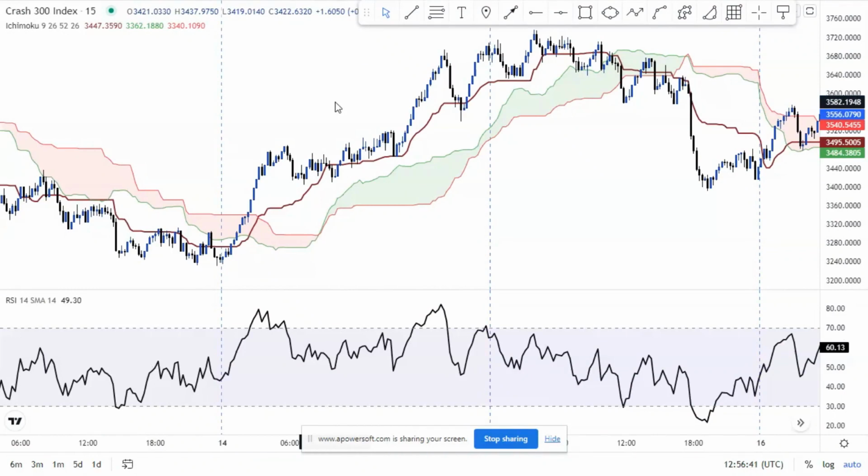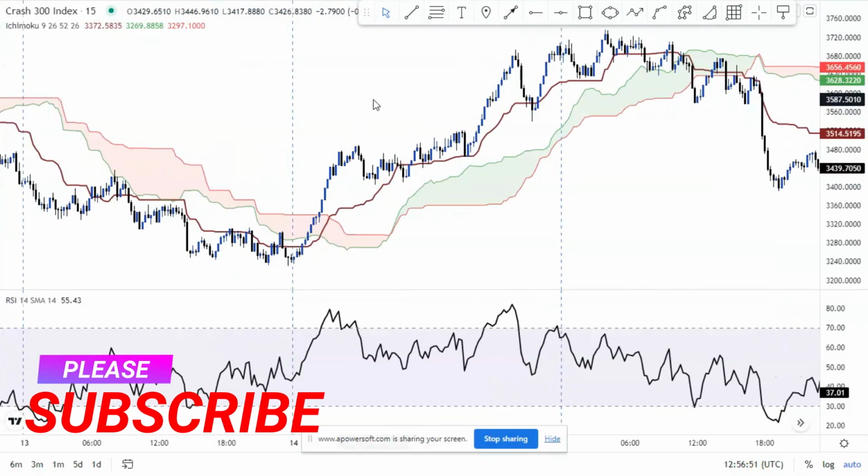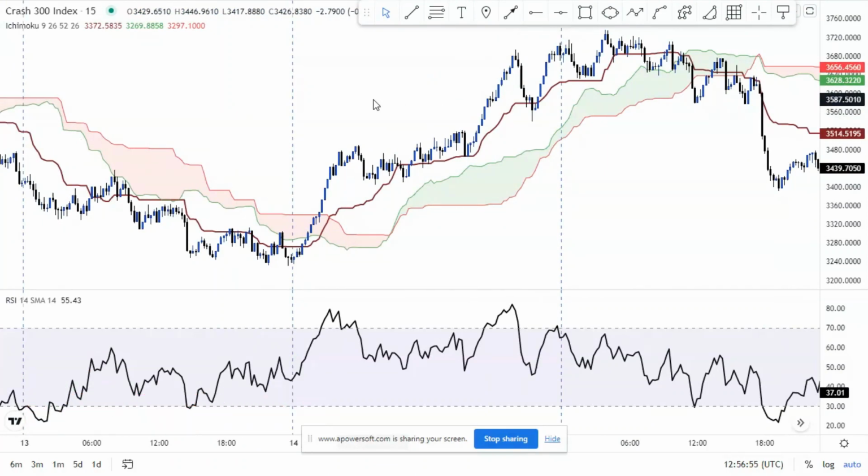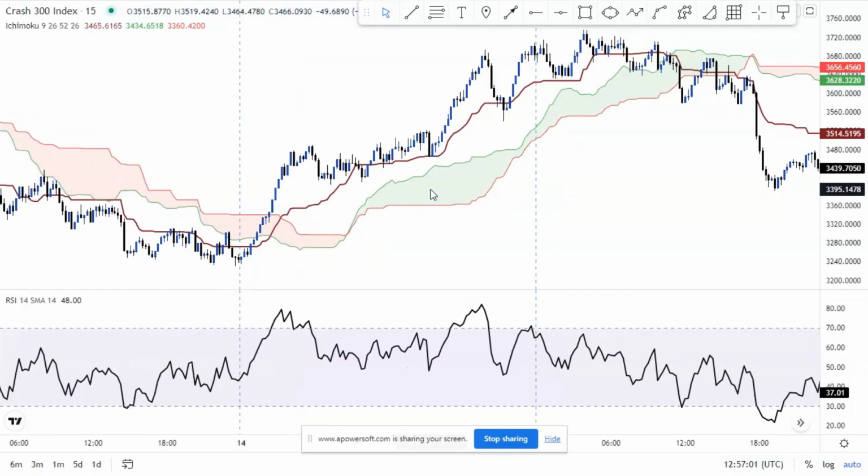We are going to be talking about boom and crash, and today we are going to use two indicators. It's the RSI and the Ichimoku. So basically, this is going to be a scalping strategy, more so for intraday traders. It's best suited for those that want to get some quick entries for the day.